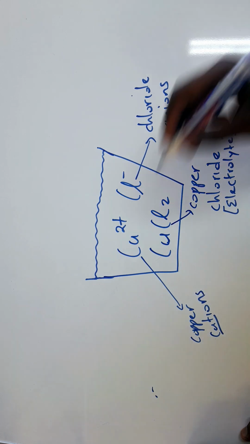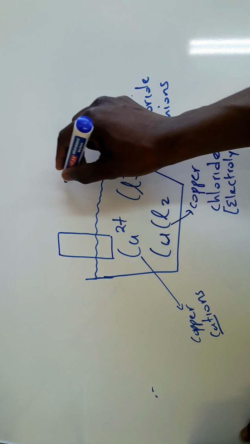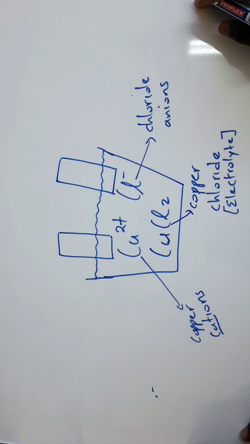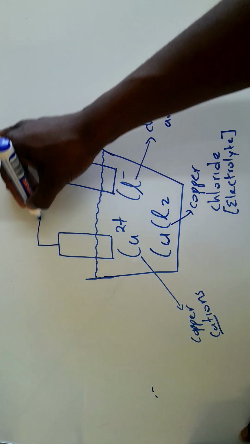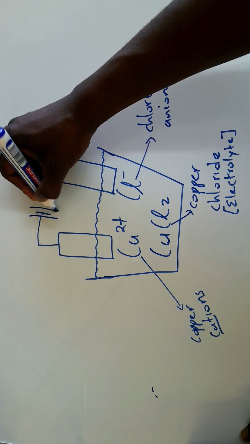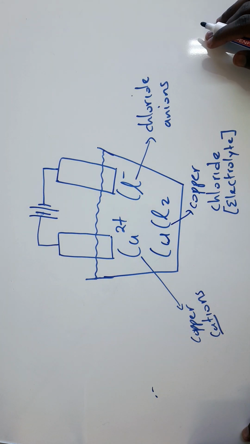Okay, now we are going to put graphite electrodes there. Graphite electrodes are non-reactive. They will not be participating in the reaction. They are just there for conduction of electrons. Okay, and then let's connect our battery, our power source, because the reaction that we are dealing with is a non-spontaneous reaction. It will not start without an external source of power.